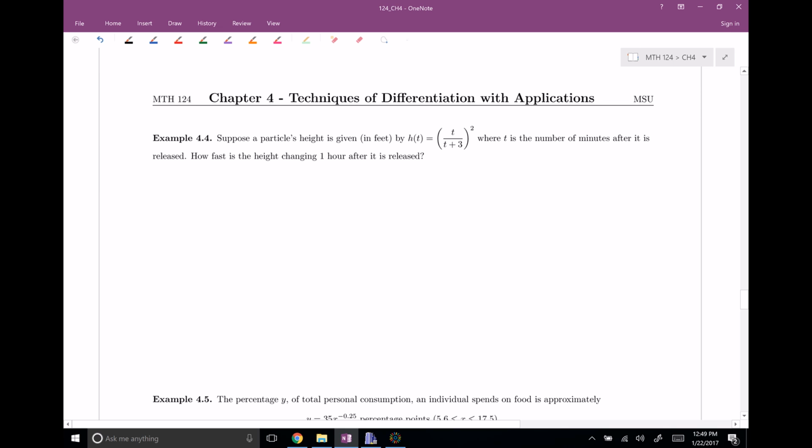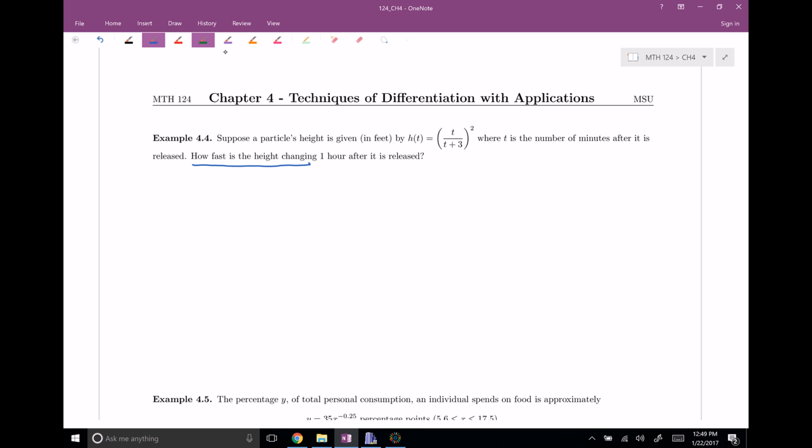So suppose a particle's height is given by h of t is equal to this function here, t over t plus 3, all being squared. t is the number of minutes after it is released. How fast is the height changing? This is a rate of change, an instantaneous rate of change. So you're thinking already derivative, even though it doesn't say take the derivative. So how fast is the height changing 1 hour after it's released?